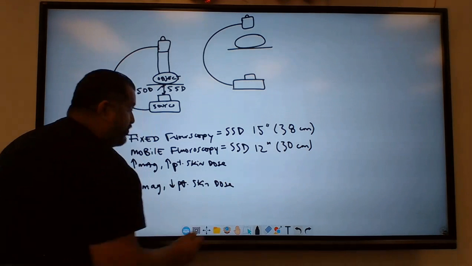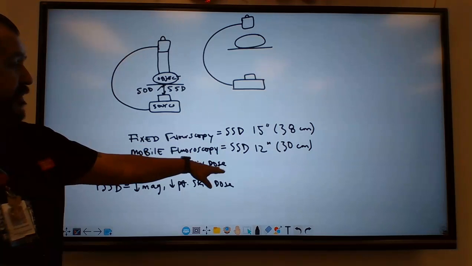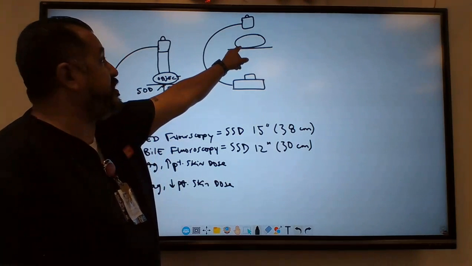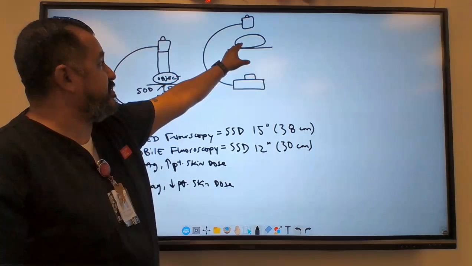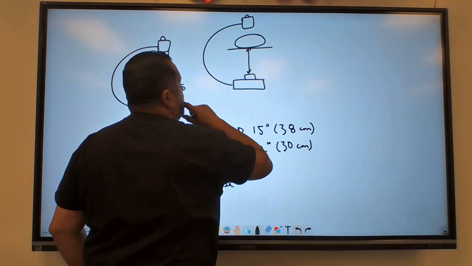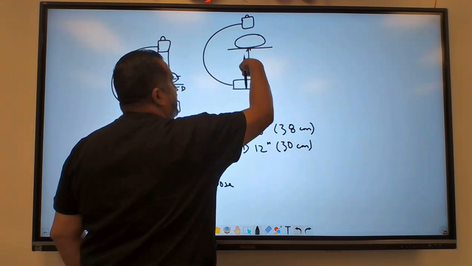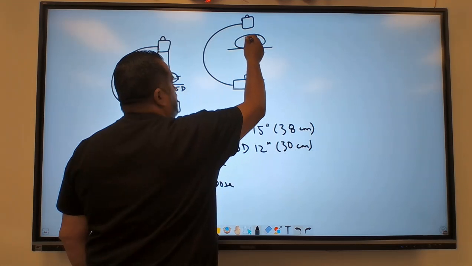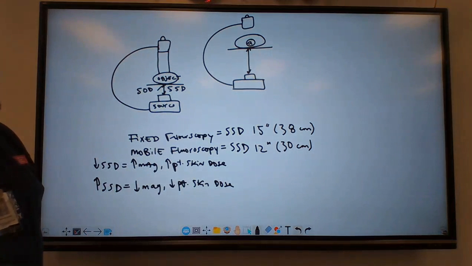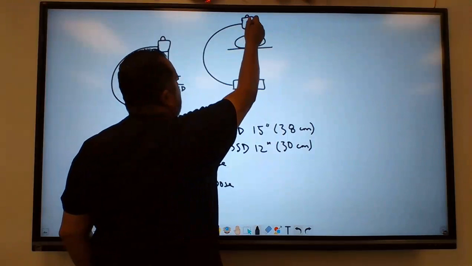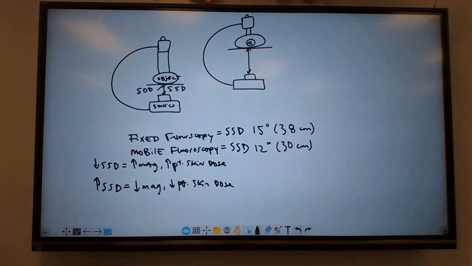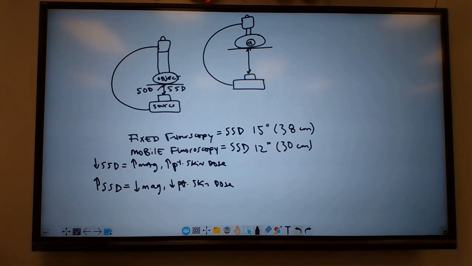So we try not to bring it less than 12 inches. We try to maximize the SSD. So take a look here. You want the intensifier closer to the patient, of course, without interfering with the procedure, but you want to increase your SSD. You see this here? So you want to increase your source to skin distance, and you're going to have a happier patient. When you do this x-ray here, you're going to get less magnification and less dose to the patient. We have to understand that.